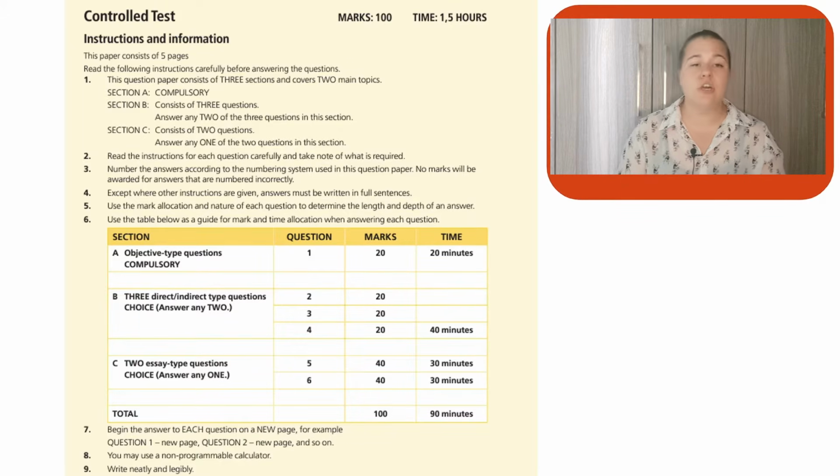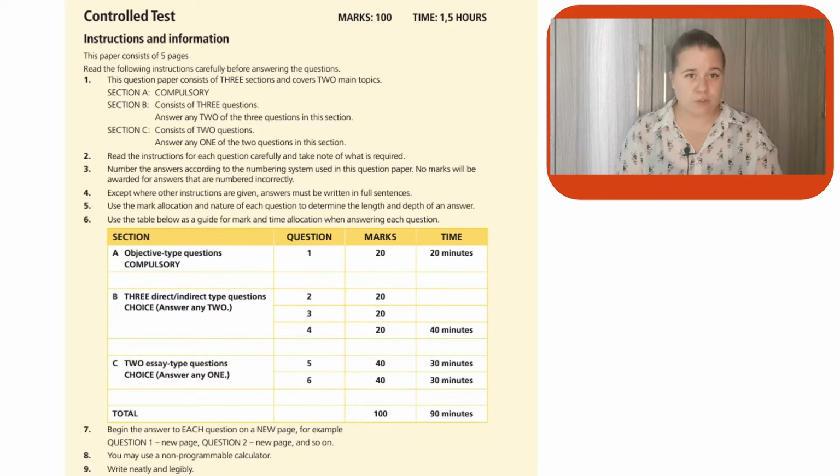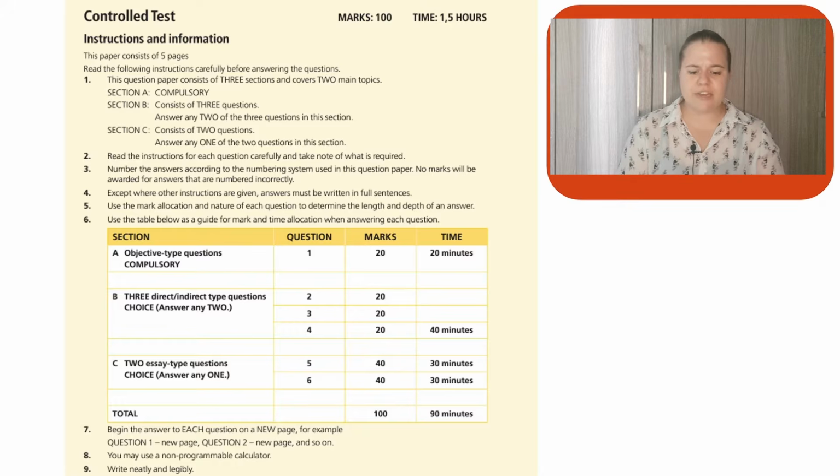Then section C, you will have 2 essays. You only need to answer 1 of them. Again, important. Do you need to answer the first one that comes up? No. It is a choice. Between question 5 and 6, you get to choose which one you feel more confident in doing, and that's the essay you will do.